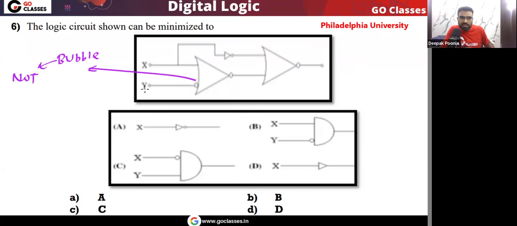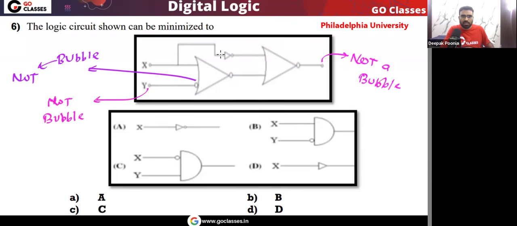But please understand that this is not a bubble. It is just a way of drawing. So you don't consider this as NOT. Similarly, remember, this is not a bubble.